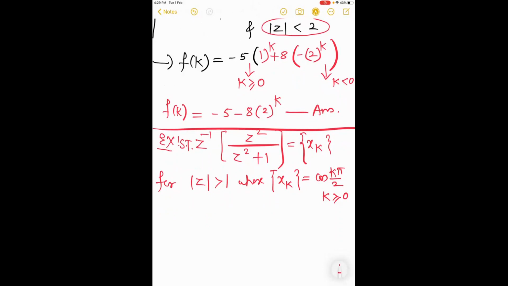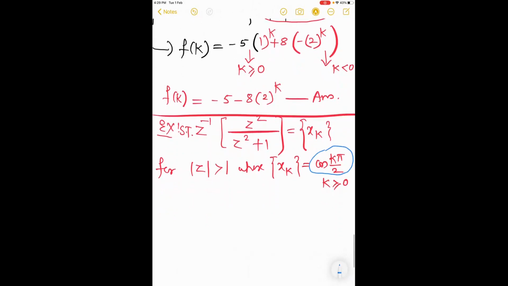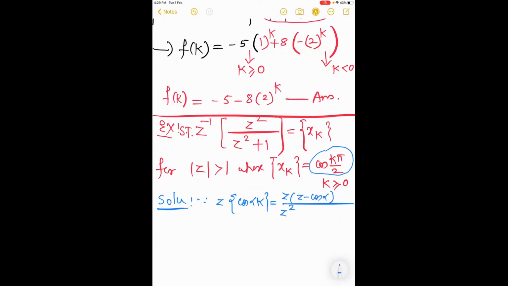Now, as the question is to show that the answer is in the cosine form, what is your cos alpha k answer? Do you remember? What is the cos alpha k transform? The Z transform of cos alpha k is equal to Z into Z minus cos alpha upon Z square minus 2Z cos alpha plus 1. Do you remember? This is what we have written last time. The Z transform, not inverse, of cos alpha k.